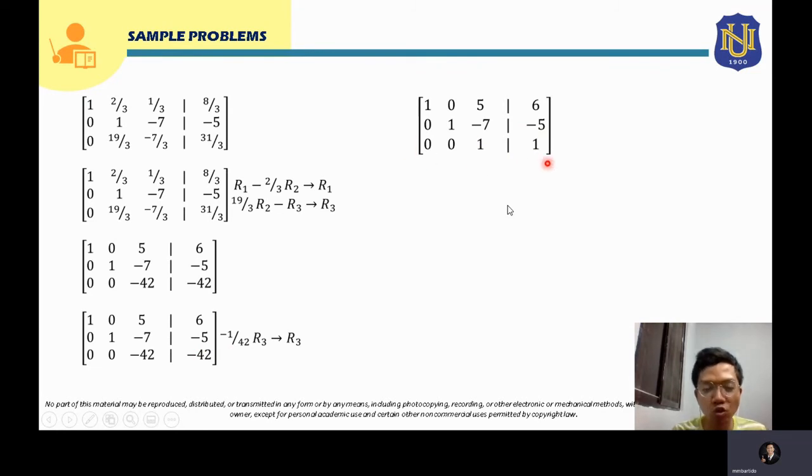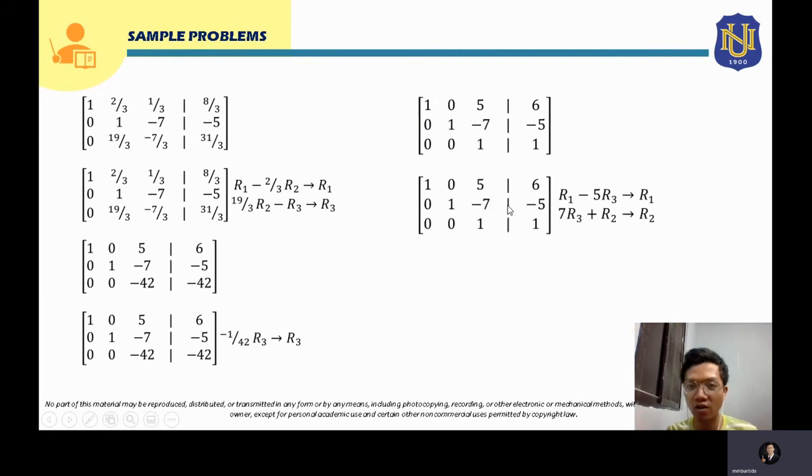Okay, so this will now become the new third row. Again, this is not yet a unit matrix, so we have to make this 5 and negative 7 into 0. So we just have to multiply this third row by these elements, no? To cancel these elements, we're going to add this row to another row. So let's perform this. For the third row, we are going to multiply this by 5.